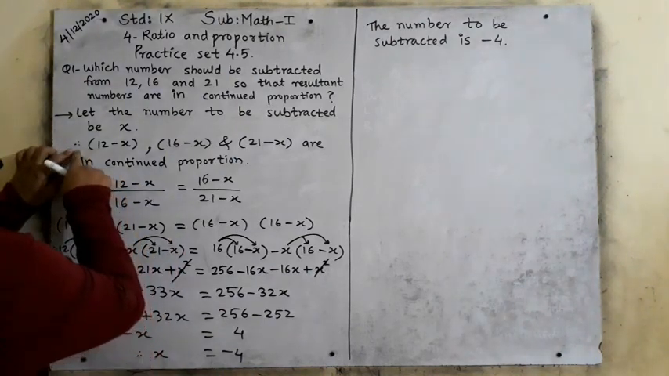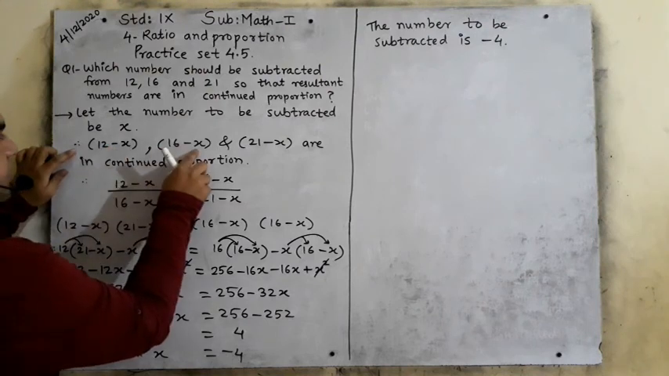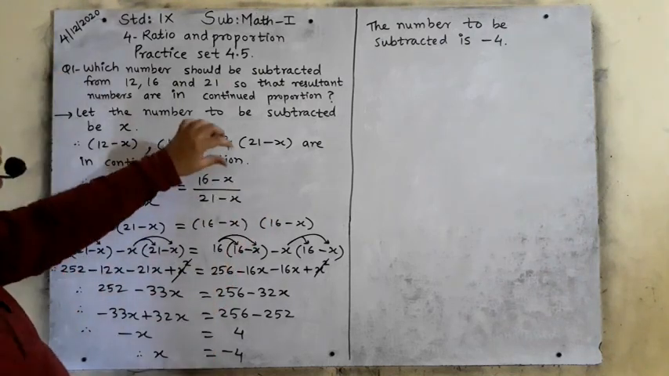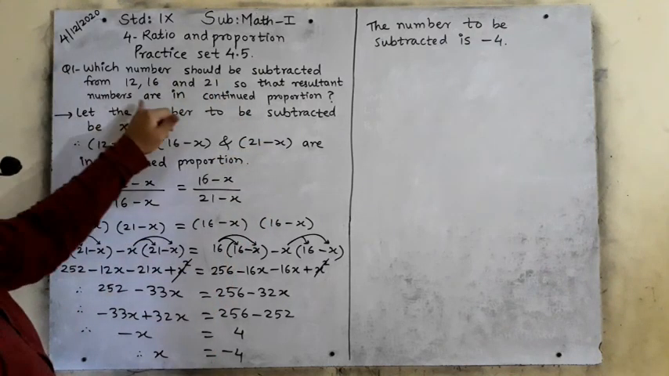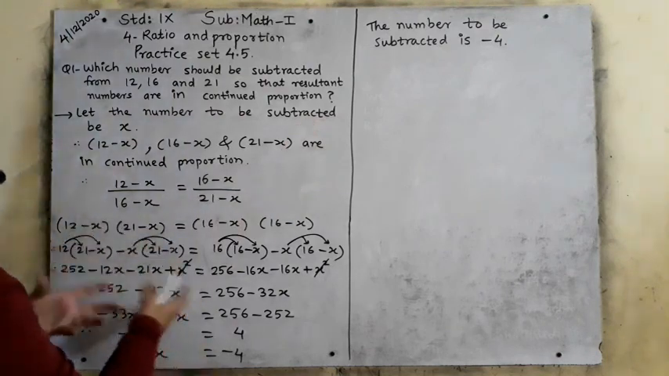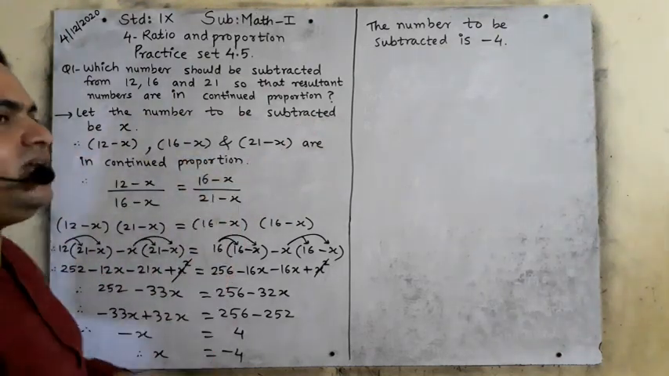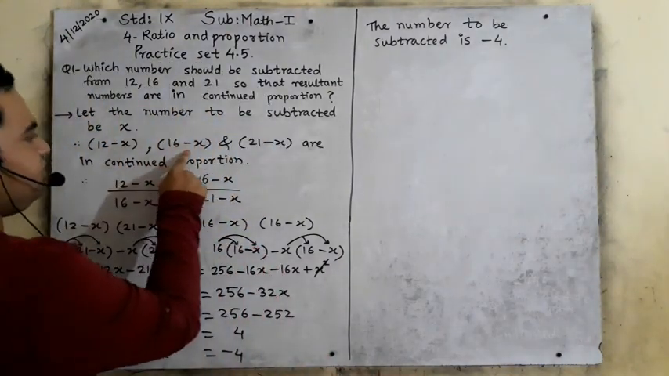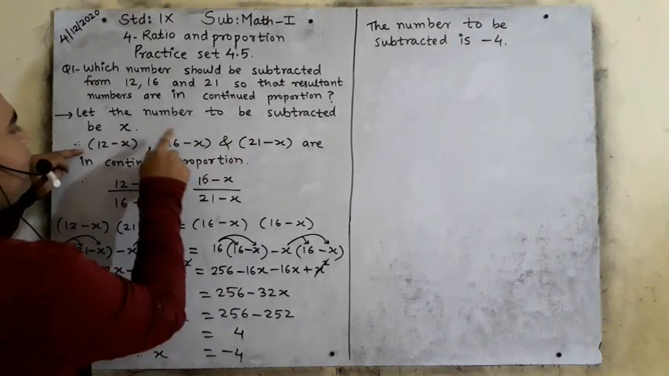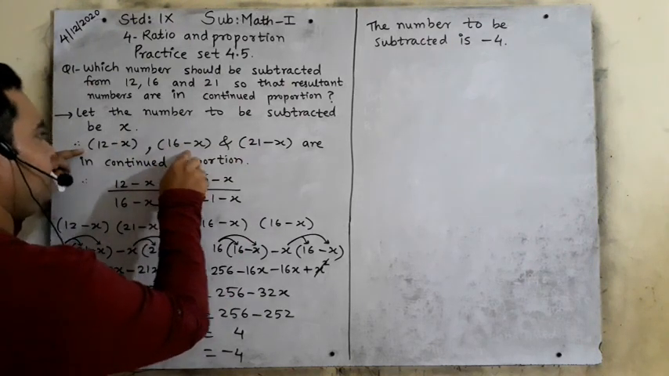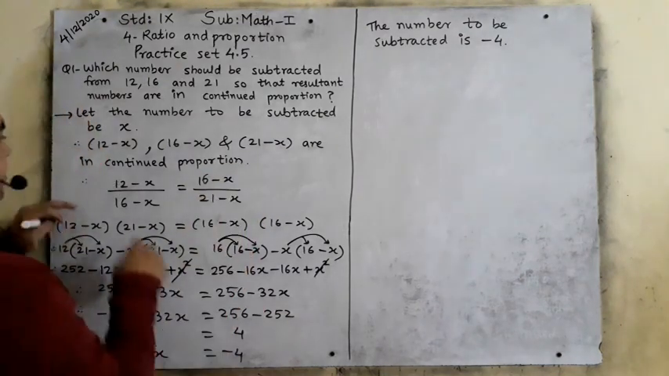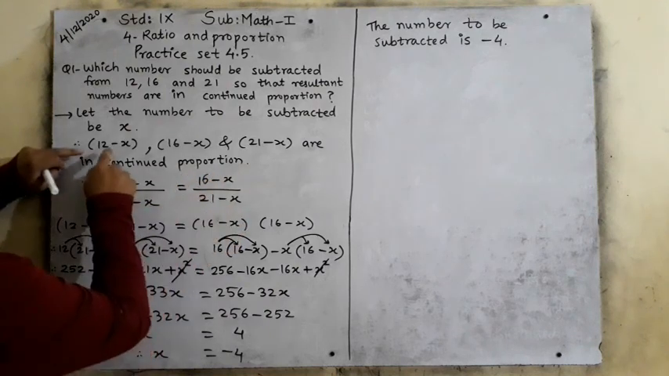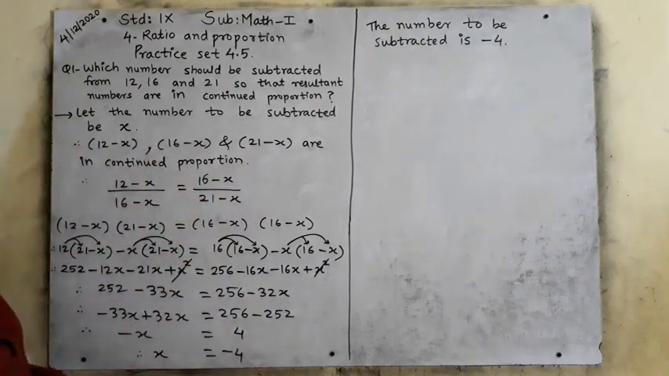Okay, so look here. Therefore 12 minus x, 16 minus x and 21 minus x are in continued proportion. Why? It is given in the question that the resultant numbers are in continued proportion. It is said these three numbers are in continued proportion. It means this is A, this is B, and this is C. So we will write A upon B is equal to B upon C, because this is A, this is B, and this is C. They are in continued proportion.